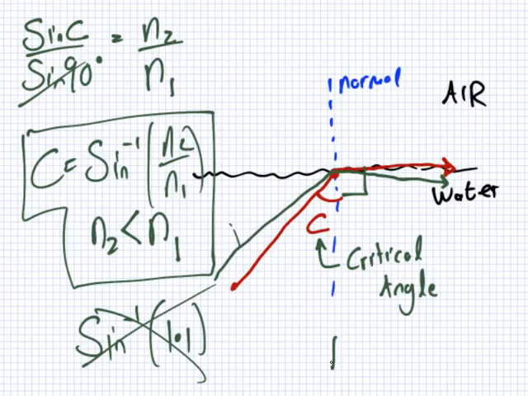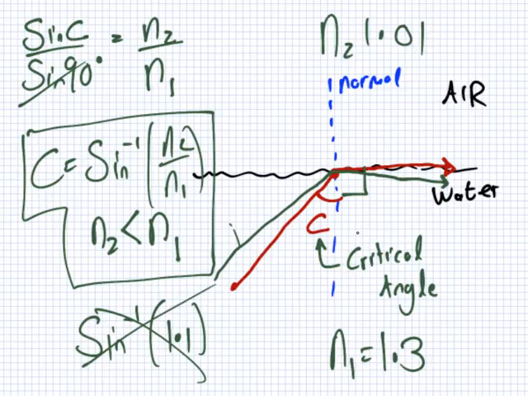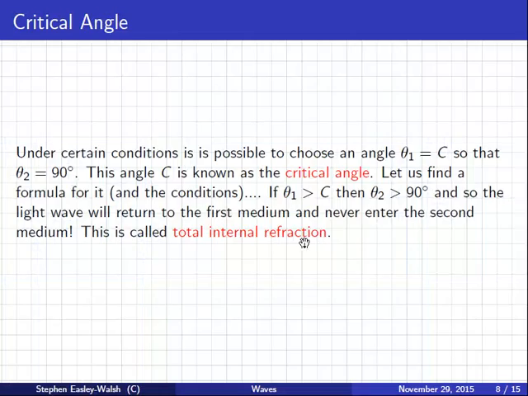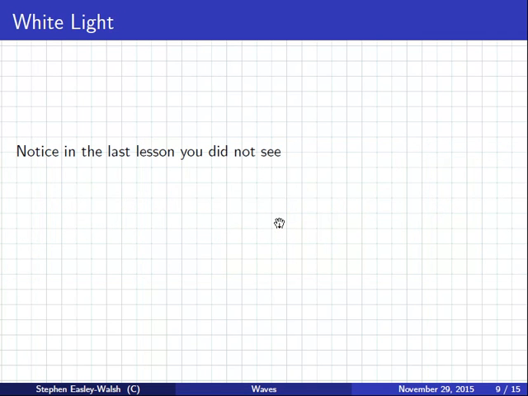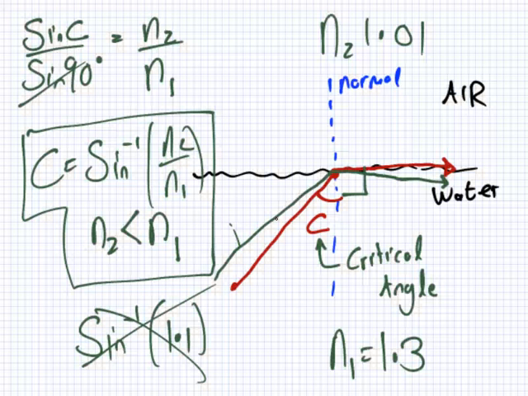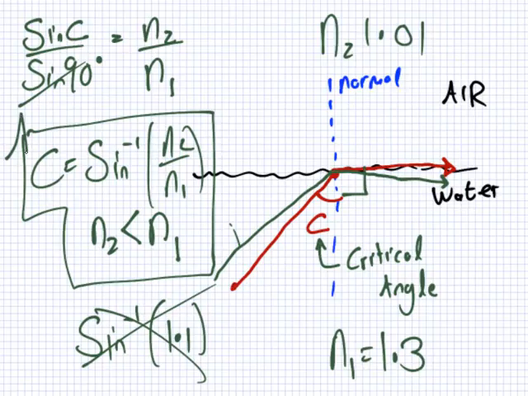Here the N1 would be, for example, 1.3, and here the N2 might be something like 1.01. So as long as the N2 is smaller than the N1, this can happen. This is called internal refraction. I didn't write the formula down. Well, this is the formula here for the critical angle. The definition: it's the angle required to make 90 degrees when refracted.